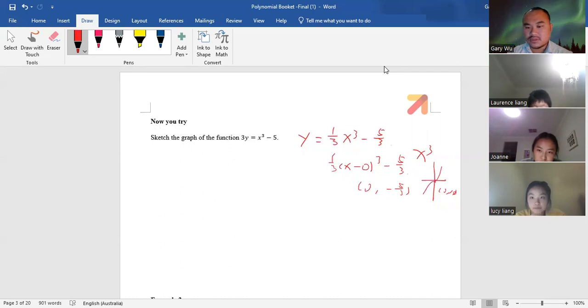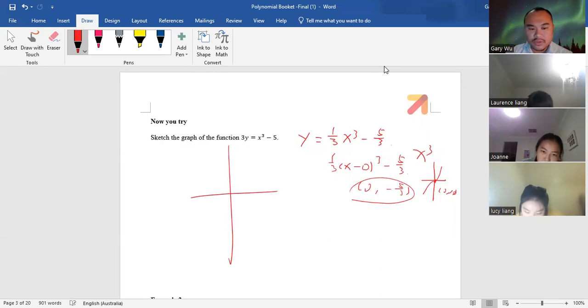So this is (0, 0). Now how do we translate? Down. What's the coordinate? Is it (0, -5/3)? Yeah, (0, -5/3). So that's the stationary point of inflection. Does it make sense?